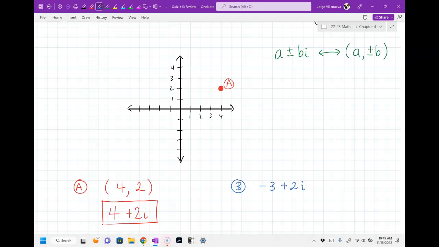Now for part B, I want to graph it on that coordinate plane, okay? How can I make part B into a point? How do I write it? All right, negative 3 comma 2. So now let me go to my graph and put a point right there, and I'm done. Okay? Yeah, it's pretty simple.